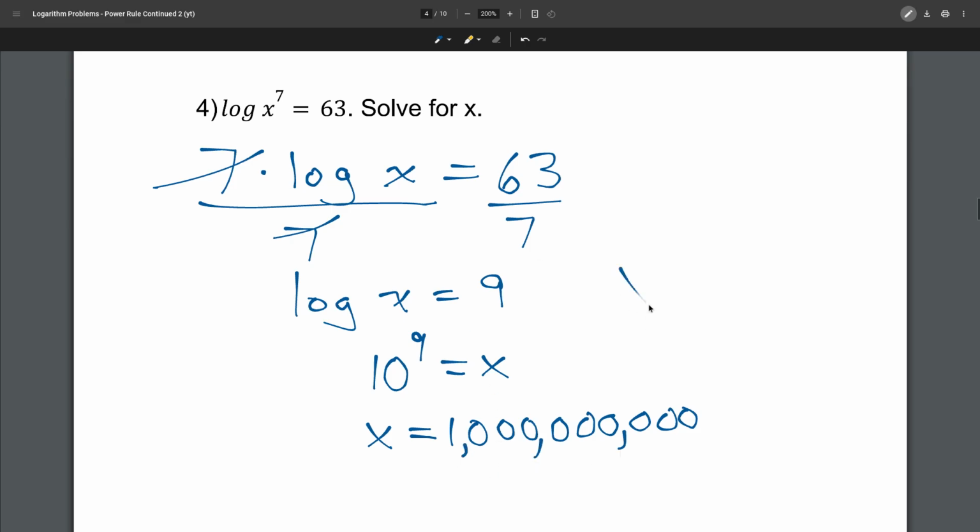Now you could also see sometimes people might just write x equals 10 to the ninth, or they might write x equals 1 times 10 to the ninth, or they might write it out with the zeros. Each of these represents the same value. So 10 to the ninth equals 1 times 10 to the ninth equals 1 billion. The power here we started with was an odd power, so we don't have a negative solution in this one.